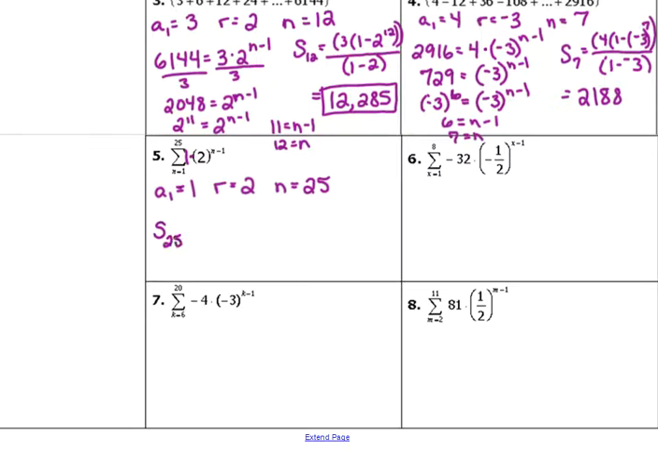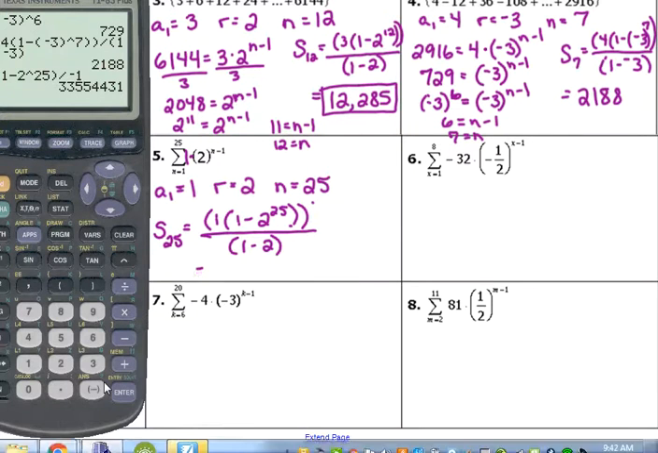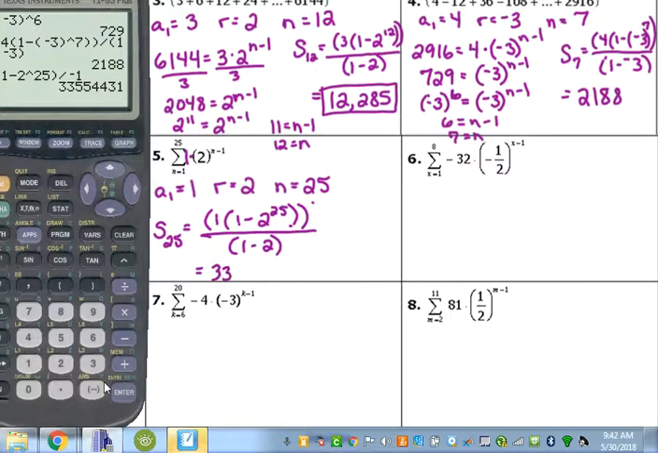So S sub 25 is equal to the first term times 1 minus the common ratio to the nth over 1 minus the common ratio. Multiplying by 1 doesn't do anything. So I'm just not going to worry about putting that in the extra parentheses in my calculator. And we get 33,554,431.